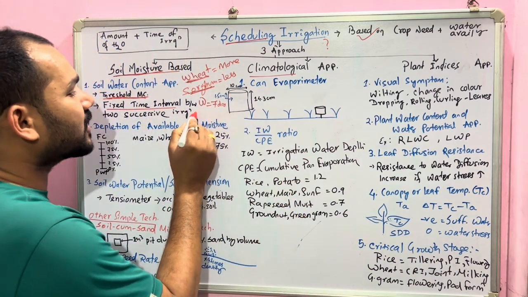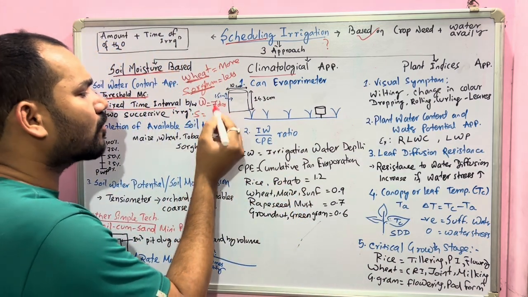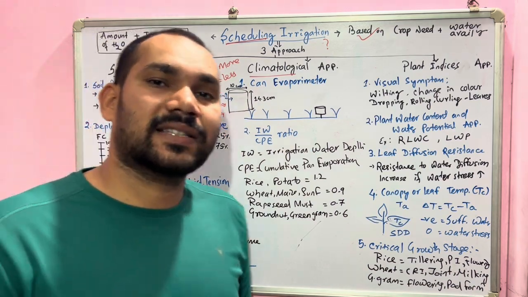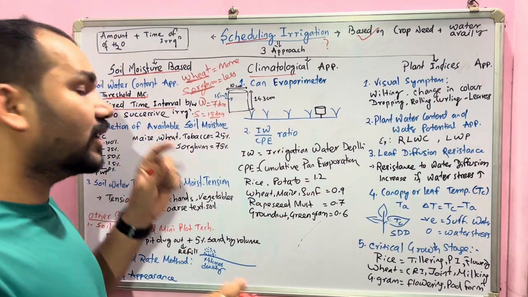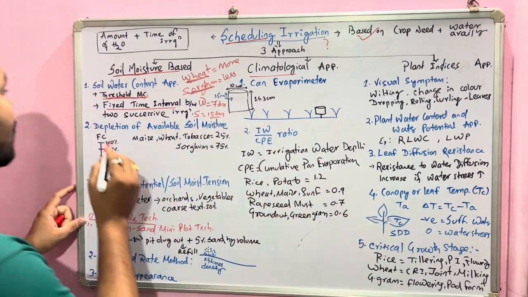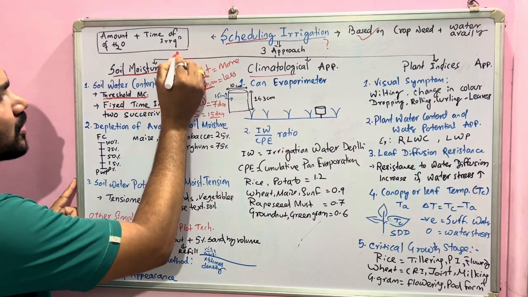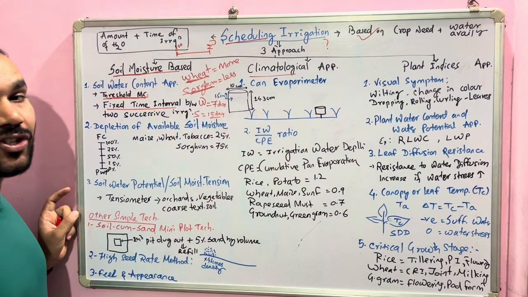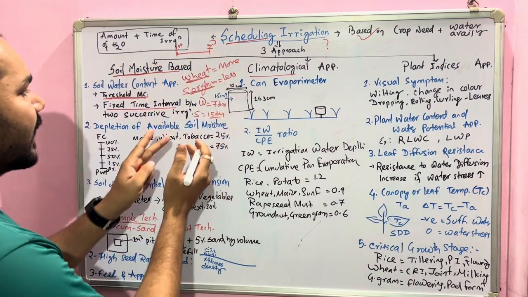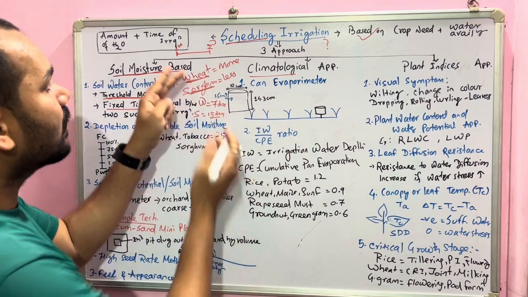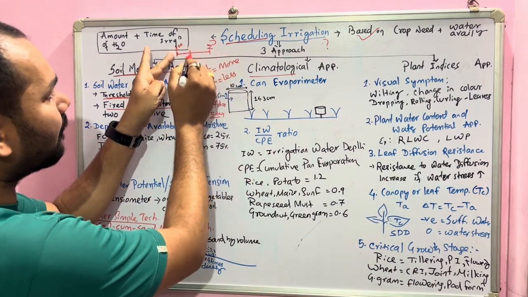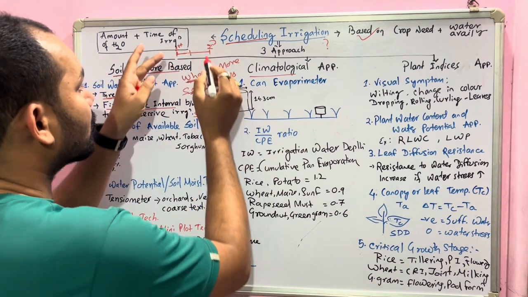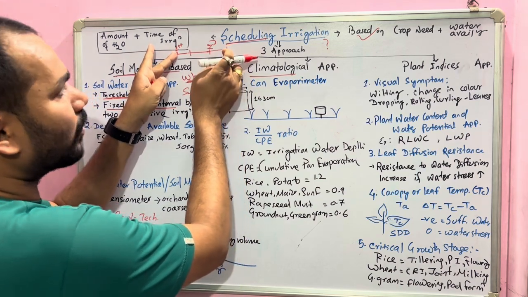But in case of sorghum, the gap will be more. Suppose it is 15 days, as you know that sorghum is a drought resistant crop. That means the interval between two irrigation periods. Suppose this is my first irrigation and this is my second irrigation. In case of wheat, as it is a more sensitive crop, the interval will be less. But as sorghum is a drought resistant crop, the interval between two irrigations will be more.